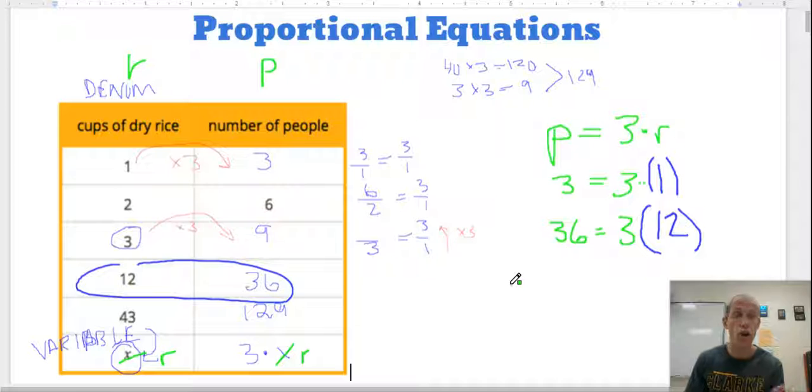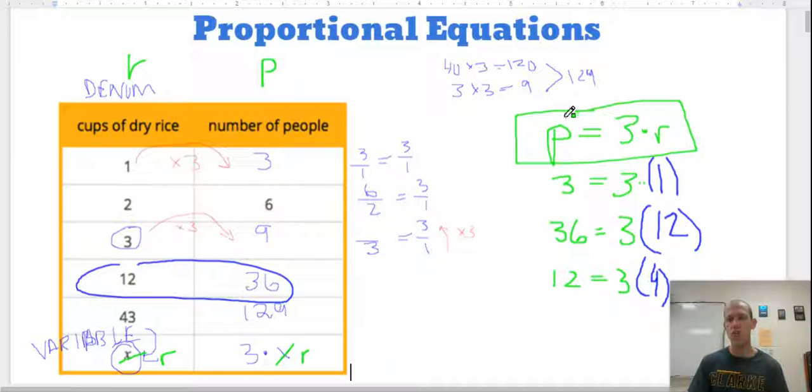And then you can go into the prediction mode. 4 was not a number we had listed out here, but I can find it now. If I multiply by 4, 3 times 4 gives me 12. 4 cups of rice will feed 12 people. Okay, so this is a version of one of the possible equations.